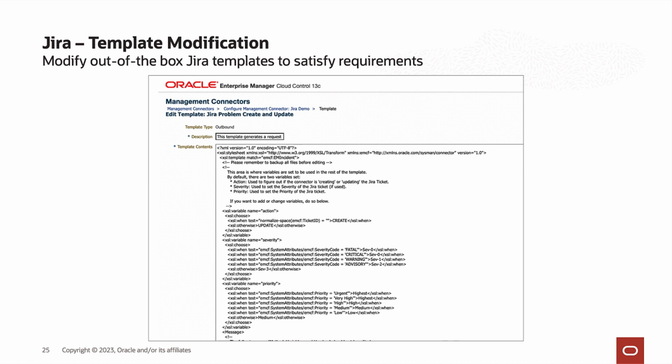For example, you can modify an existing template to include a due date, which will then add a due date in your Jira ticket. We recommend that you use one of the existing templates as the base template for making any changes.